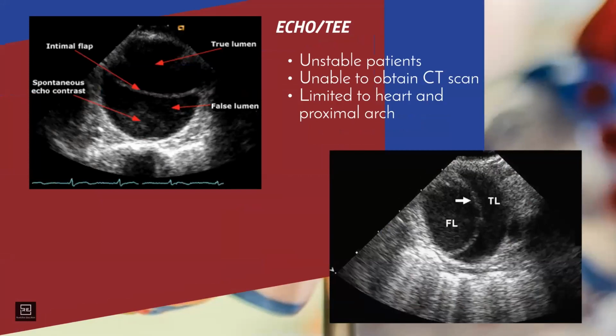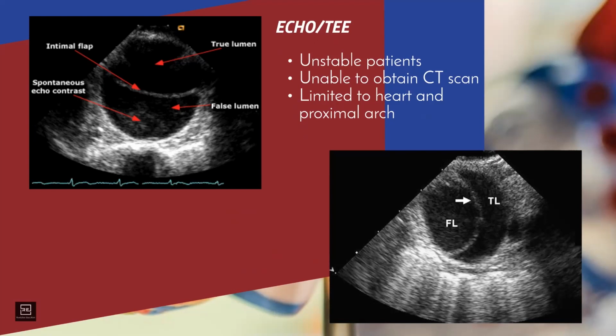While CT angiogram is the gold standard for diagnosing aortic dissections, if the patient is too unstable to undergo a CT scan or a CT scan is not available, a dissection may be noted on an echocardiogram, either a surface echocardiogram or, more preferably, a transesophageal echocardiogram. Echocardiograms also have a high sensitivity and specificity for aortic dissections. However, these exams are limited to the aortic root and the proximal arch. Descending dissections are generally not visible via echocardiogram.